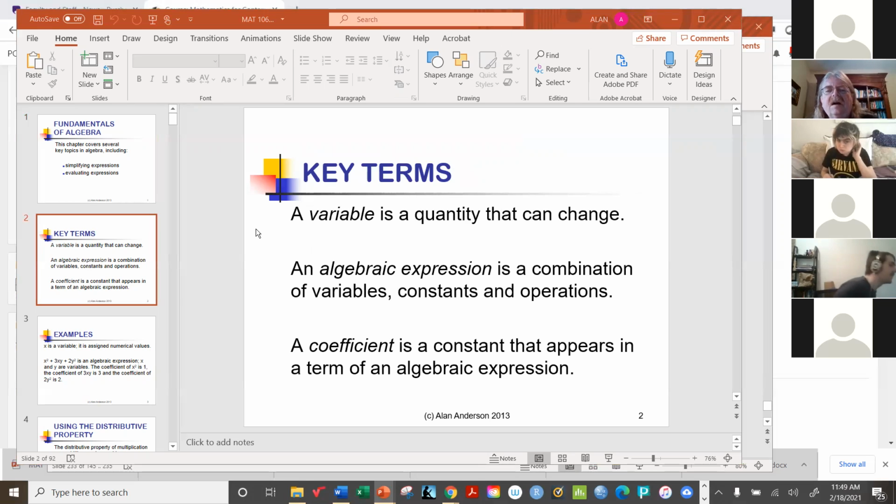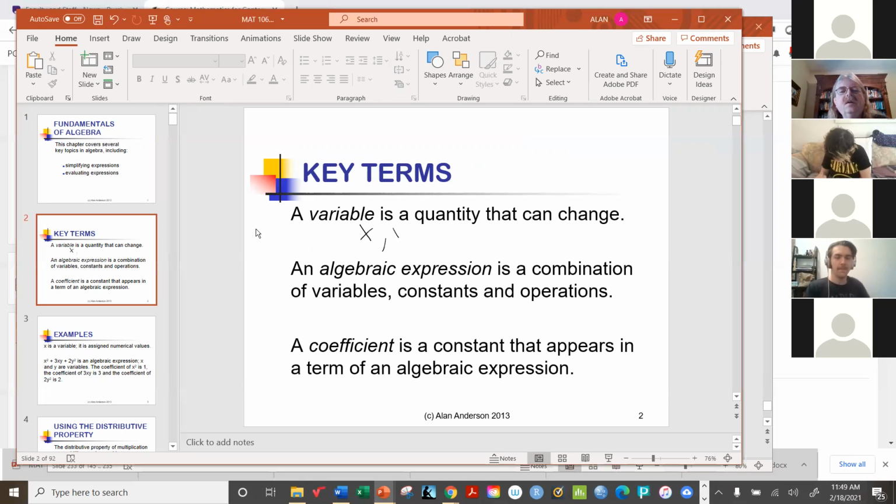A variable, of course, is a quantity that can change, like X or Y. We almost always use X or Y to represent variables. I don't know how that came to be. There's apparently an element of mystery associated with X, and therefore it makes sense that X should be a variable. An algebraic expression is a combination of variables, constants, and operations, which of course includes multiplication and division.